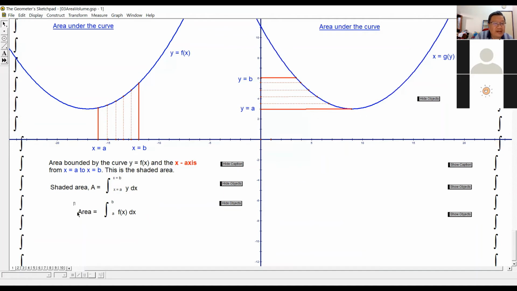So normally this is the one that we want to use. If you want to find the area between the curve and the x-axis, everything here must be x. The function is in x, you integrate with respect to x, and the upper and lower limits are also values of x. Okay, any question?